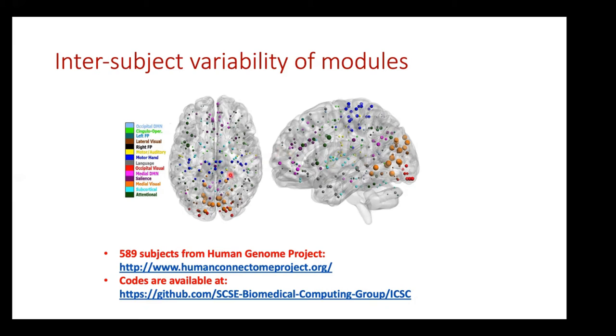We found that visual, motor are very stable modules. If you look at the evolution of the human brain, these modules evolved at a very early stage, and they are very stable. They are very similar in individuals, but other regions like attention, very high cognitive functions, are very different in different subjects. And we have made the code available for this research also. If anyone is interested, you can have the code, and the data is also public domain data. So it's possible to take this research forward.